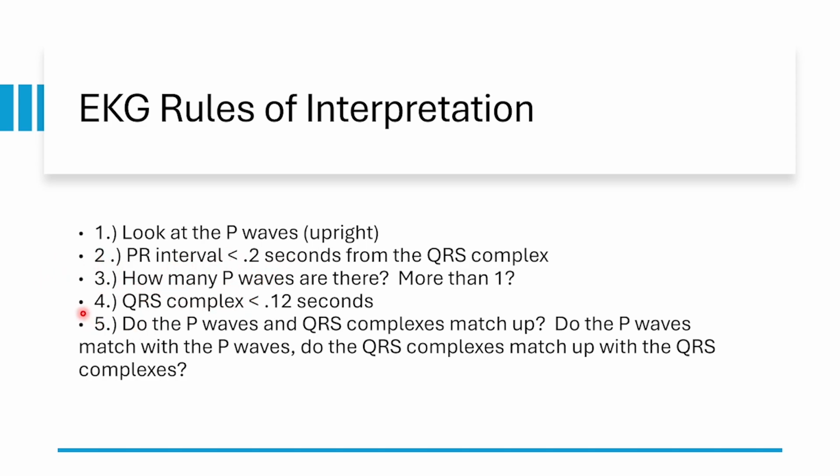So rule number 3. Another one is rule number 4, the QRS complex. Is it less than 0.12 seconds? You're going to see a lot of them aren't that way.